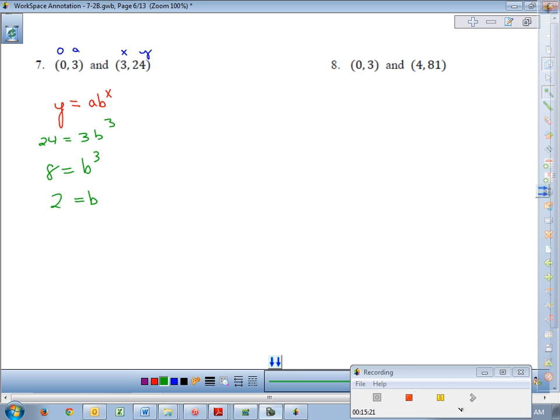If you have an odd power and you take an odd root, you'll only get one answer back. So the base is 2. And that's an exponential growth.